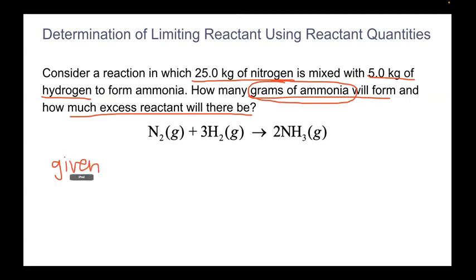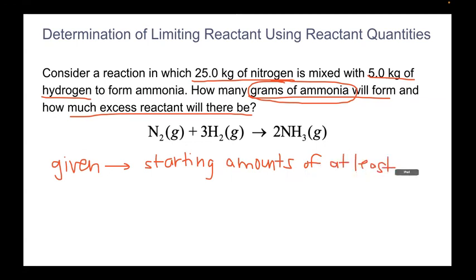So for a limiting reactant problem, we're always going to be given starting amounts of at least 2 reactants. If you see a starting amount of 2 different quantities or more, that's your indicator, in addition to being asked how many grams of a product form, that's your indicator to figure out, okay, this is going to be a limiting reactant problem, which means I need to ask myself, is H2 or N2 going to run out first?